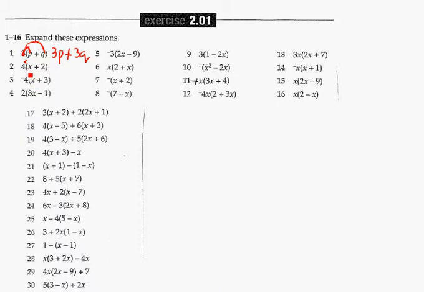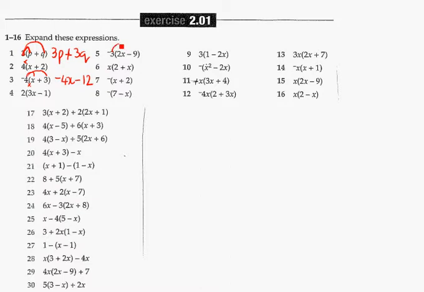Right, we might try one with a negative. Let's try number 3. Once again, we're multiplying. Minus 4 times x is minus 4x. 4 times 3 is 12. The negative and the positive mean it will be a minus in between.